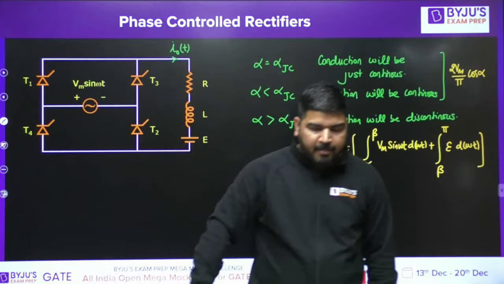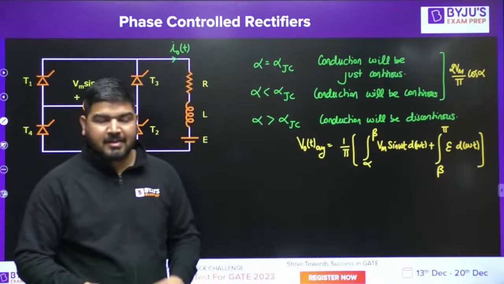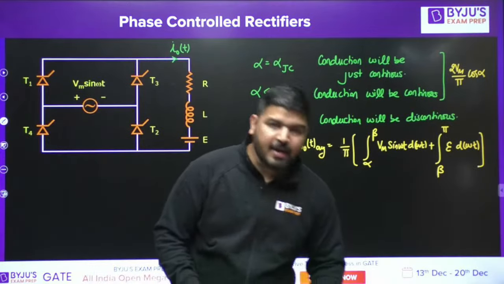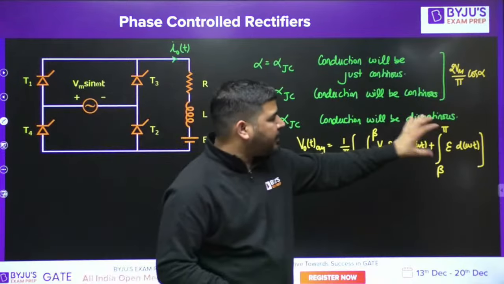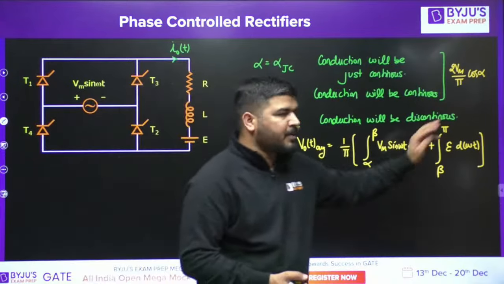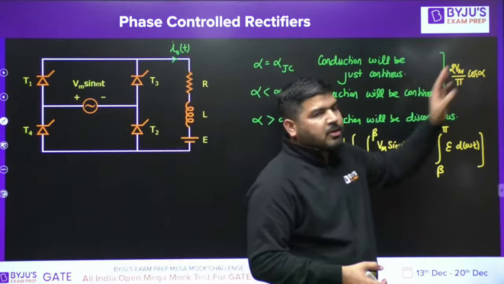I don't know how many of you remember this wave shape, because this is the peak time, you can say. So at this time you should remember, in RLE load, this will be the average output voltage. You can check it from the wave shape. And in continuous or discontinuous conduction, this will be the average output voltage.